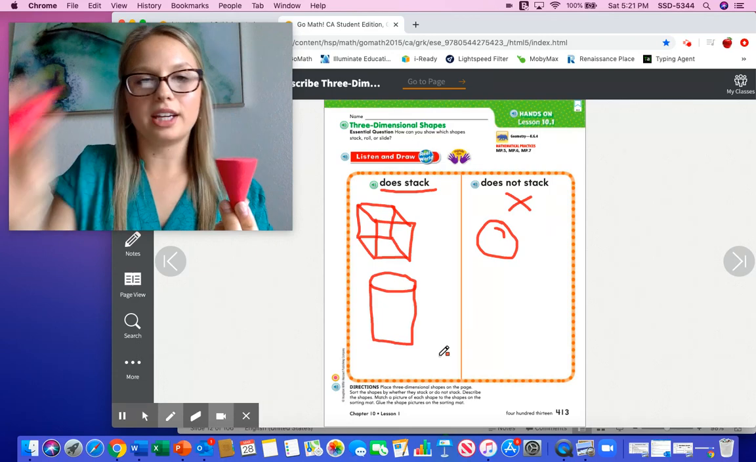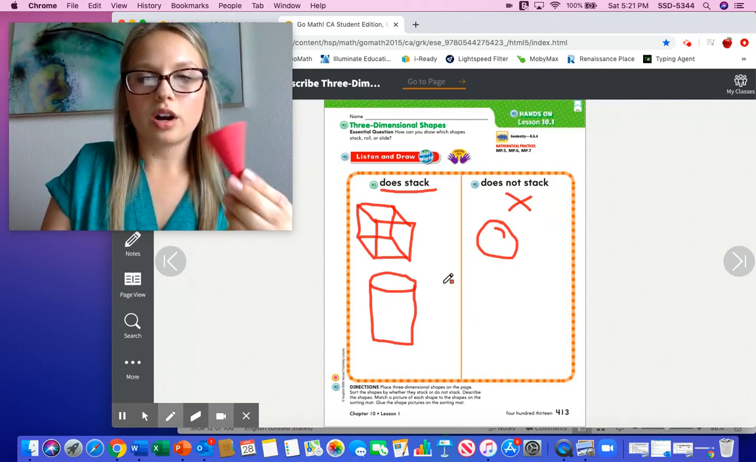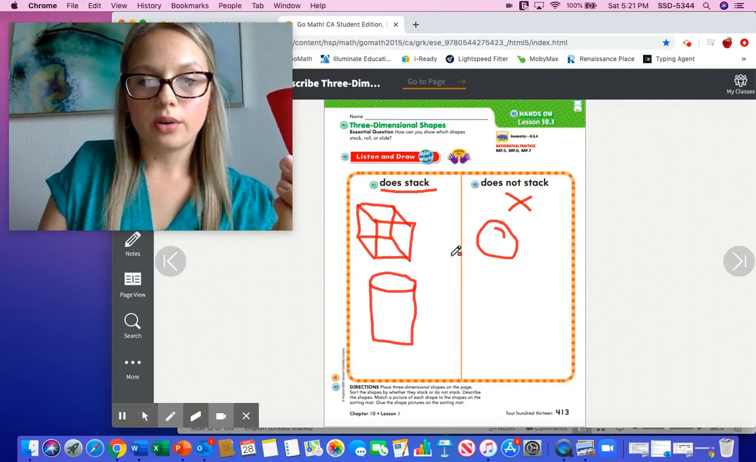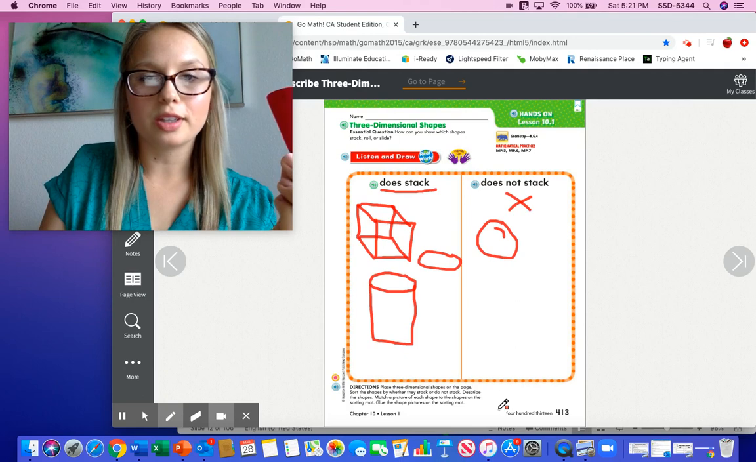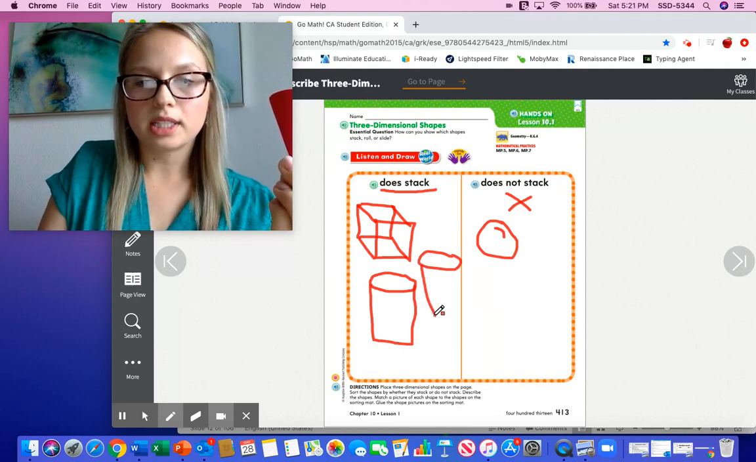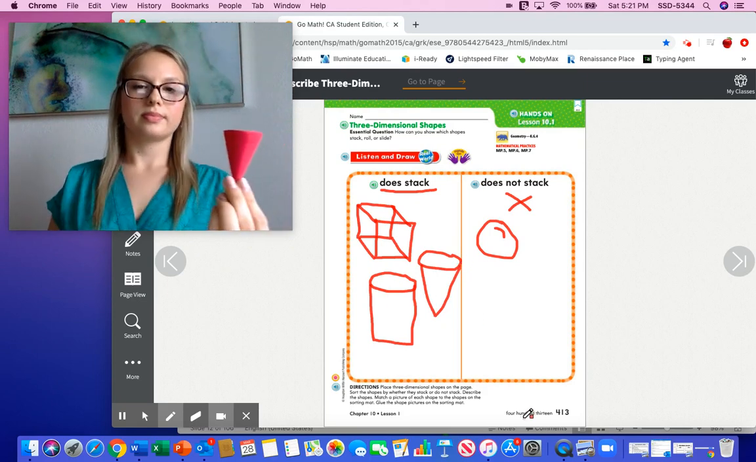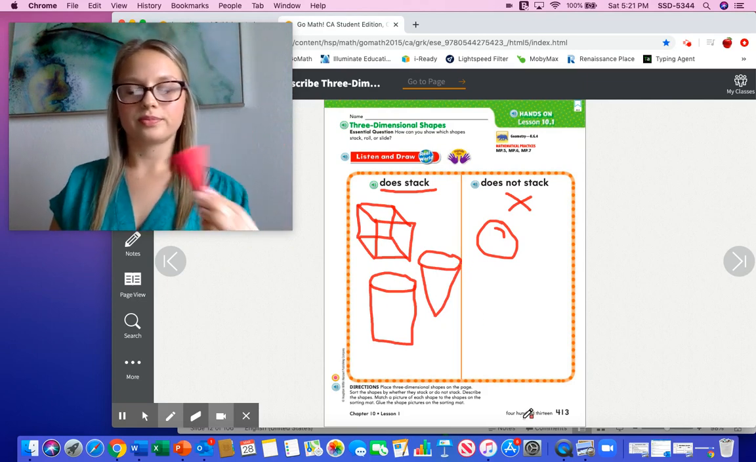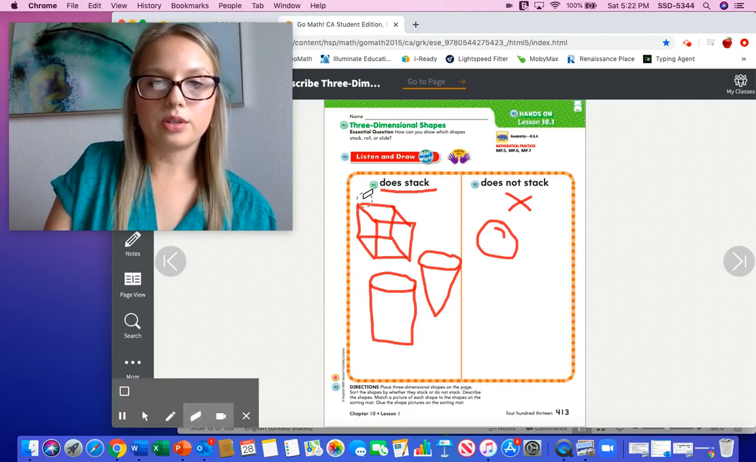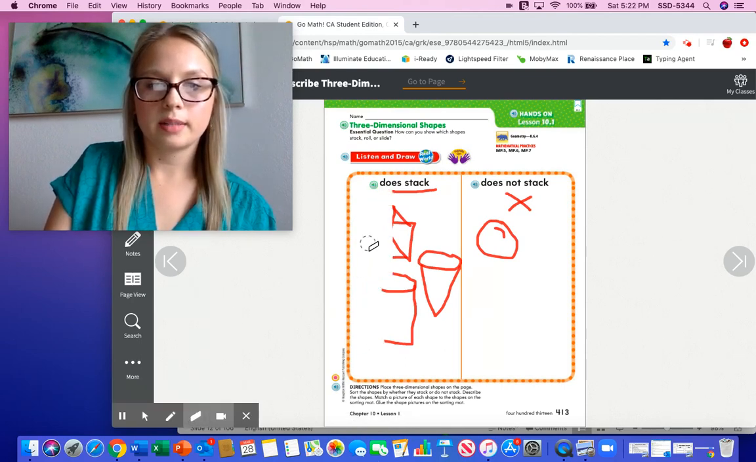So we're going to go ahead and draw a cone. To draw my cone, we'll draw it this way. I'm going to draw another oval. Remember, an oval looks like a circle that's been squished. And we're going to draw a pointy bottom like this. Looks like an ice cream cone. Very good. Okay, I'm going to erase my writing.